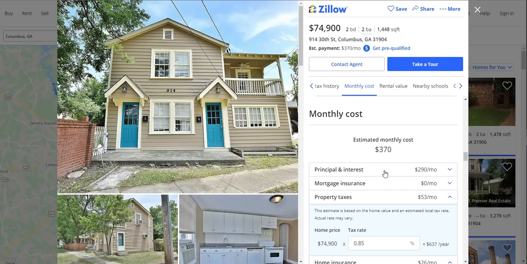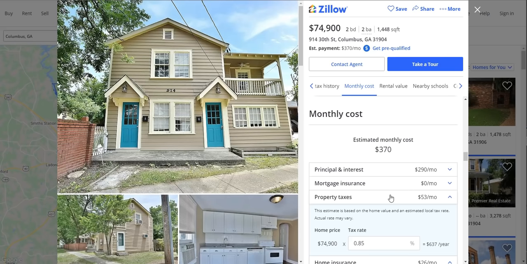Now when we insert our numbers into the real estate investment calculator, we're going to use some different numbers. But you can also see here that Zillow is also showing no mortgage insurance. That's another clue that they are assuming that you paid 20% down in order to arrive at this monthly payment cost. Otherwise, you would see a value listed for the cost of mortgage insurance.